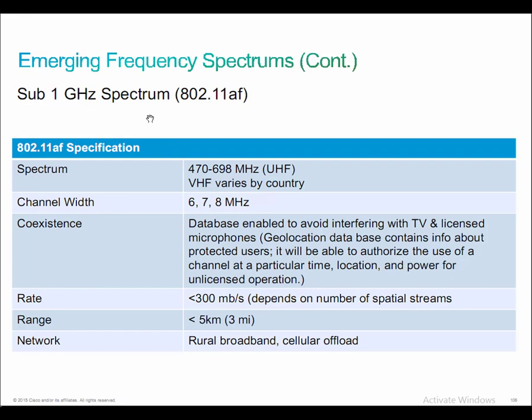All right. Now you can see the spectrum, ultra high frequency, 470 to 698 megahertz. That's less than the 2.4 or 5 gigahertz range that we talked about, but this is in the UHF spectrum. Remember there was a movie called UHF, I think? It was an interesting movie. But most likely it's going to be used for broadband, cellular offloading, in rural areas.